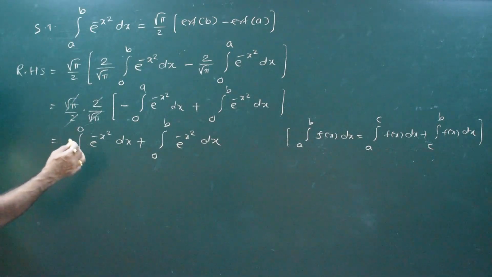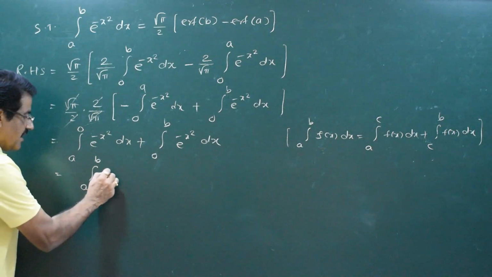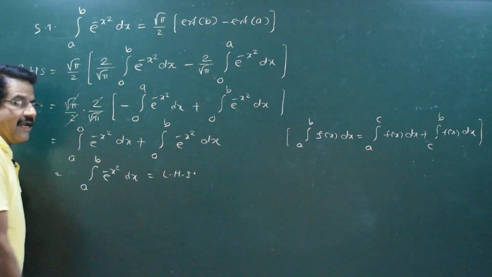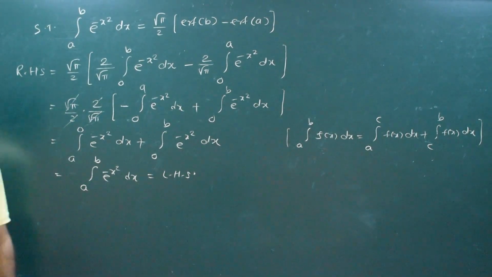So we can combine these two integrations into a single integration as integration a to b e raised to minus x square dx. So we can observe that this is nothing but LHS. So hence LHS is equal to RHS, and the example is proved.